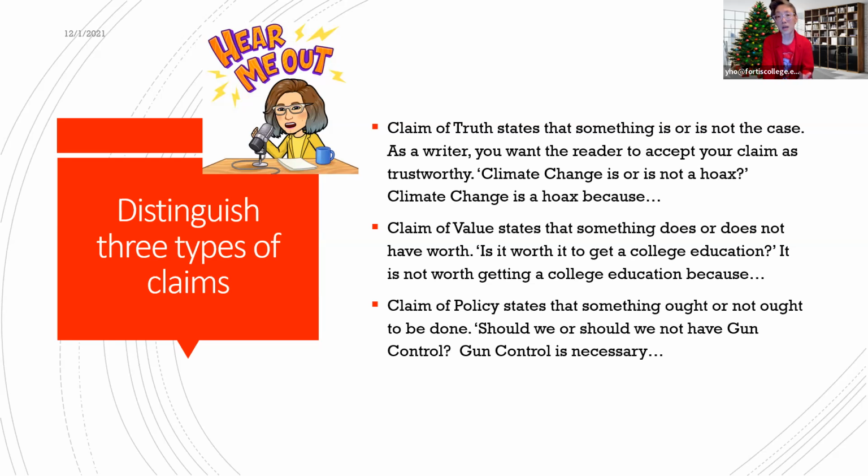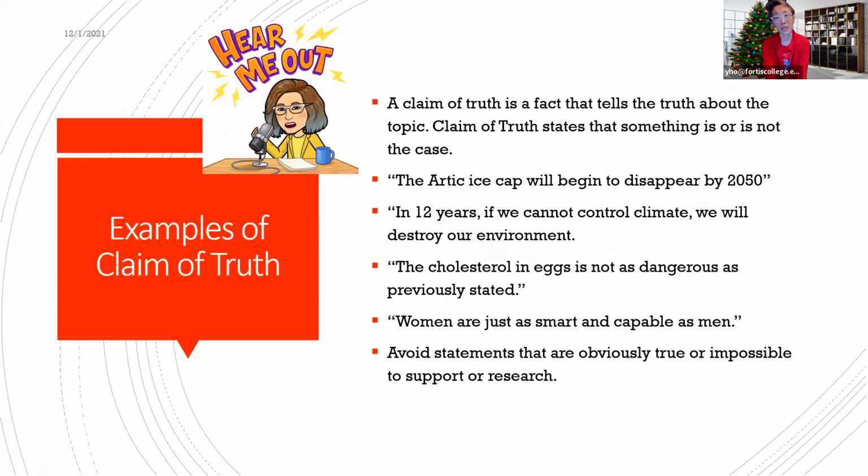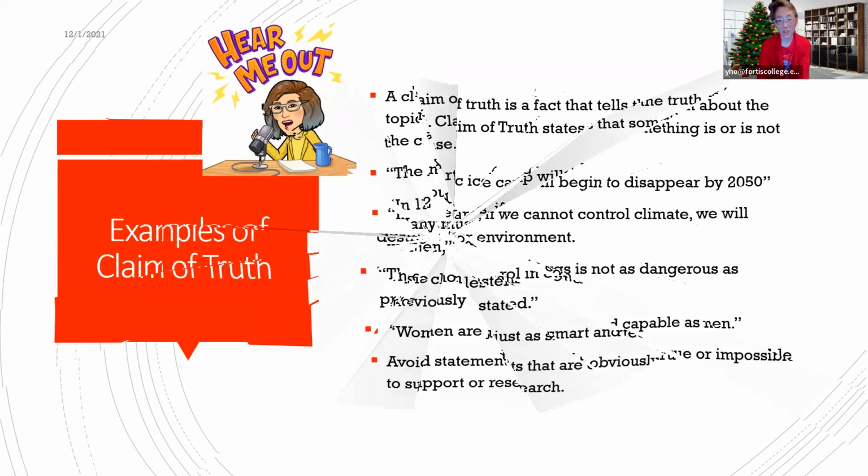So those are the 3 kinds of thesis statements you should keep in mind: claim of truth, claim of value, and claim of policy. Here are examples of claims of truth. The Arctic ice cap will begin to disappear by 2050. In 12 years, if we cannot control climate, we will destroy our environment. The cholesterol in eggs is not as dangerous as previously stated. Women are just as smart and capable as men. Avoid statements that are obviously true or impossible to support or research.